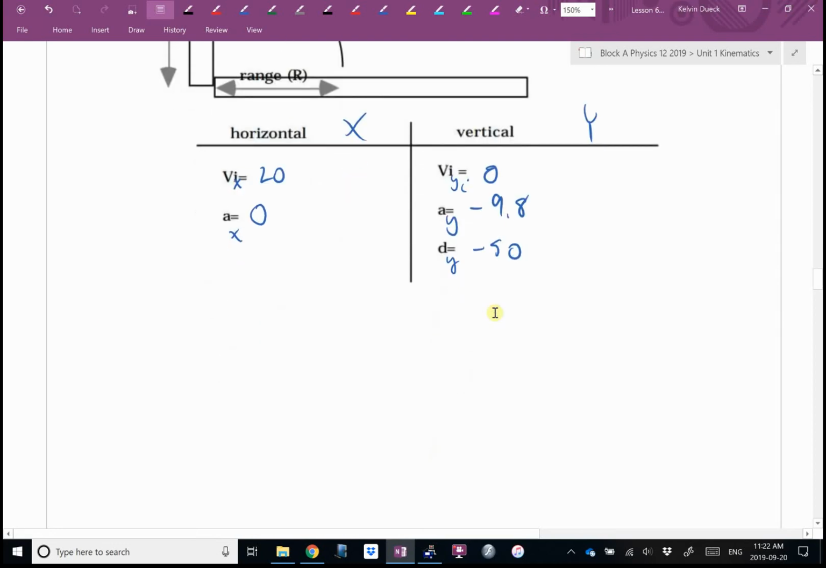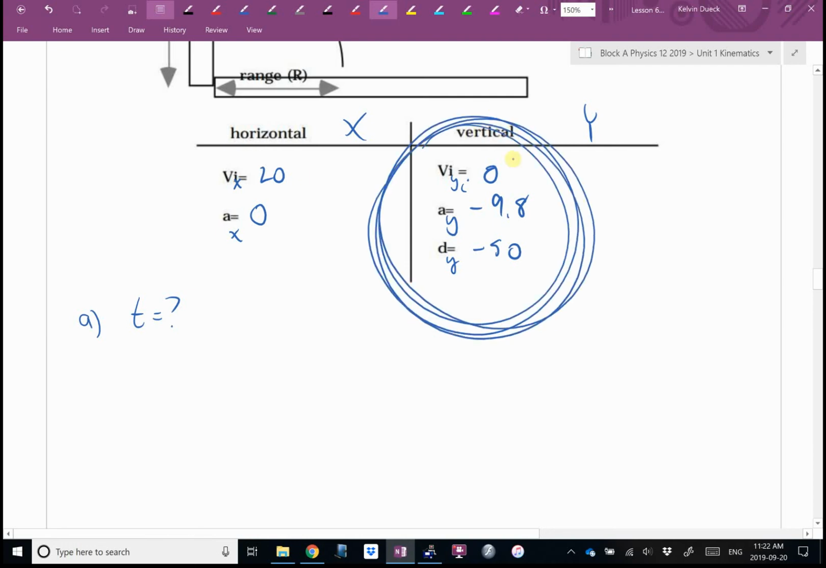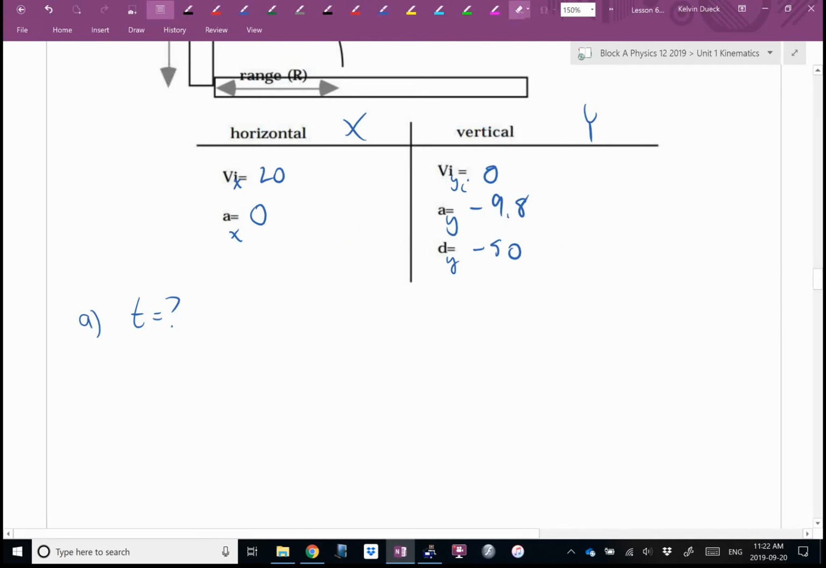Just to give myself more room now, I'm going to put a little part A. I'm going to say t equals question mark. I'm not going to relist all my data, but I'm going to be using this. I'm looking for an equation that has a VI, an A, a D, and a T in it. There is one. Good, you're getting your formula sheet out, Ramon. About time.